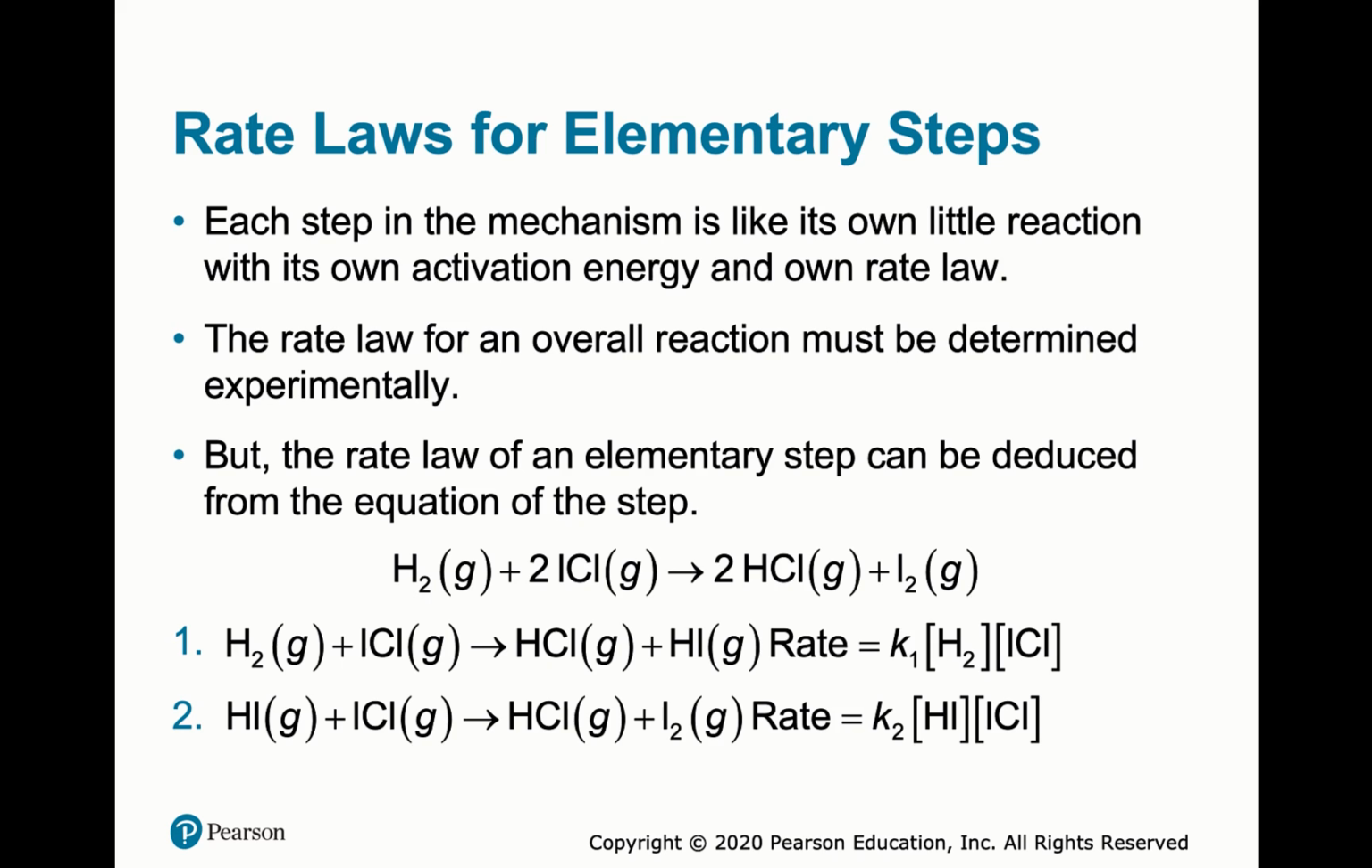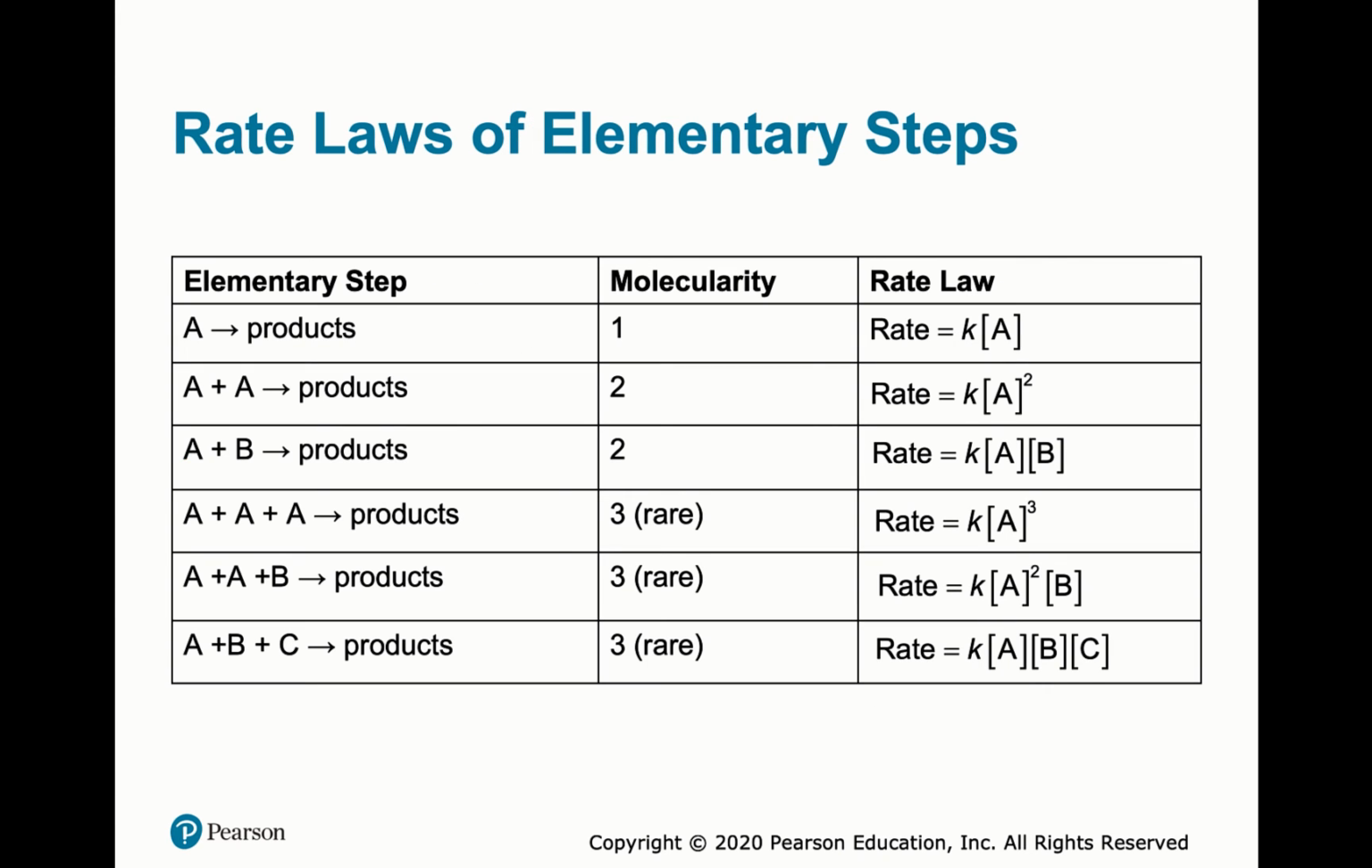But the rate law of an elementary step can be deduced from the equation of the step. So the kinetics are decided by the slow step. And for instance, here are the different elementary steps. A going to products, that's a molecularity of 1. A reacting with A going to products, that's a 2, and the rate law for this is k[A]^2. A plus B goes to products, molecularity 2, rate is k[A][B], the concentration of A times the concentration of B, and the rest of these are rare things. You can even have 4 collisions, but those are even more rare than 3 collisions.